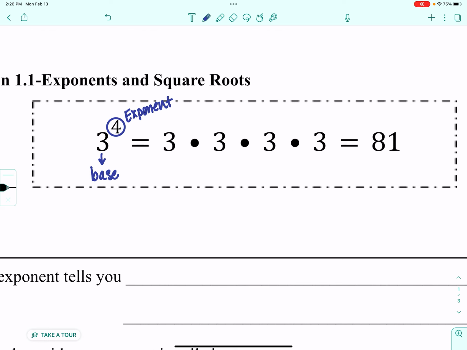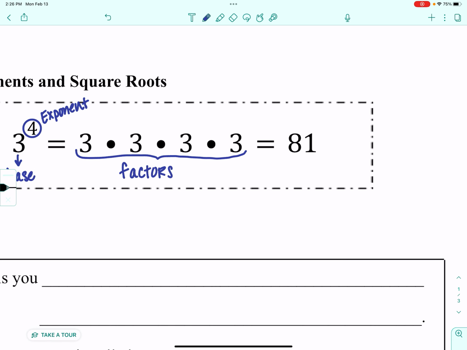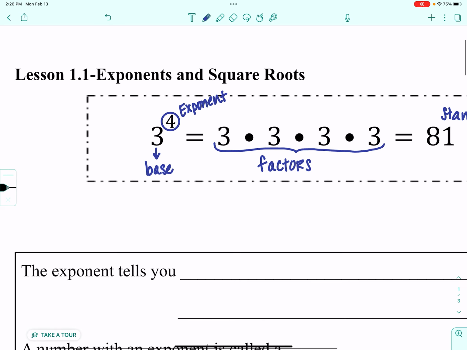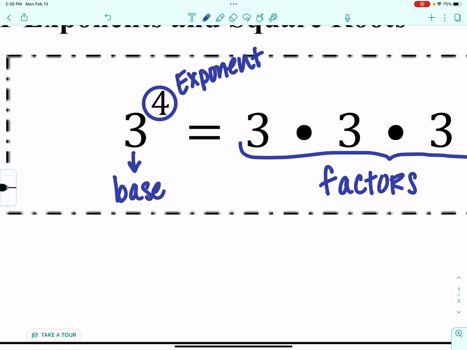So since that exponent is a 4, I'm going to multiply the 3 by itself 4 times. When I do that, those 3's are called factors. If I multiply all of those 3's together, I get 81. This is called standard form. And then back over here, where we have our base and our exponent, we call this guy exponential form.